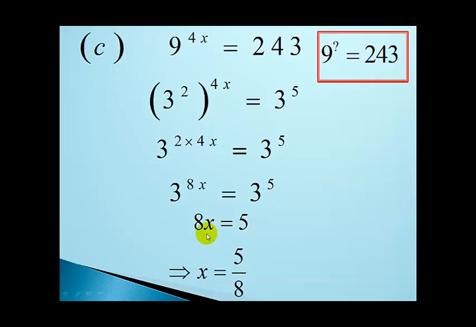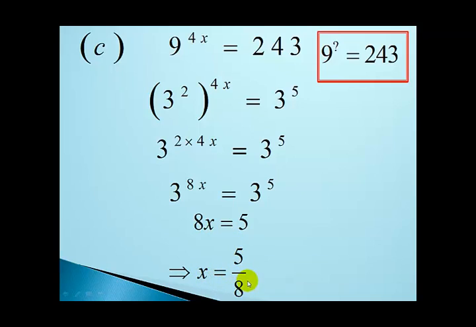Now, let's make x the subject. Making x the subject means we have to divide the left hand side by 8. And we divide the right hand side also by 8. Dividing the left hand side by 8, we are left with x. When we divide the right hand side by 8, we are left with 5 over 8. So the value of x is equal to 5 over 8.